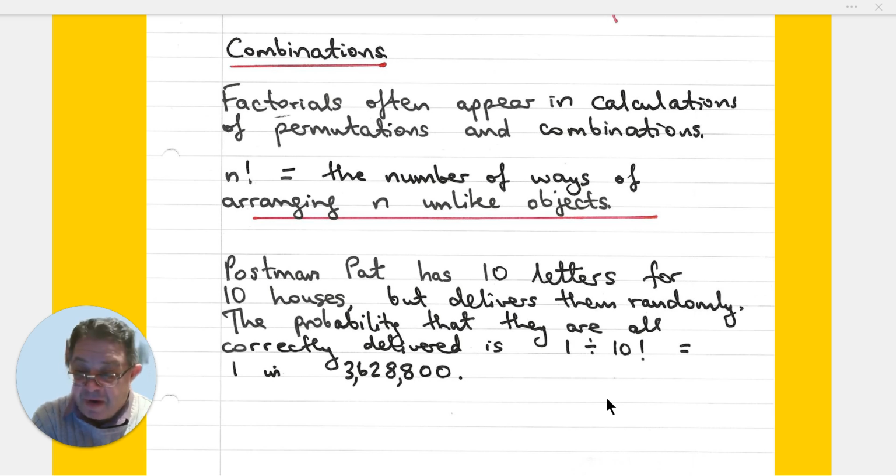3,628,800. So if Postman Pat delivers these letters randomly to the 10 houses, the chance of getting it right is 1 in 3,628,800. Better odds than winning the lottery, but actually fairly low. Postman Pat would be better to look at the addresses and deliver them using that method instead of at random.